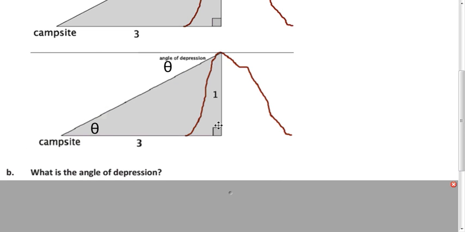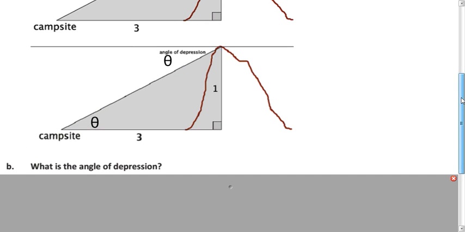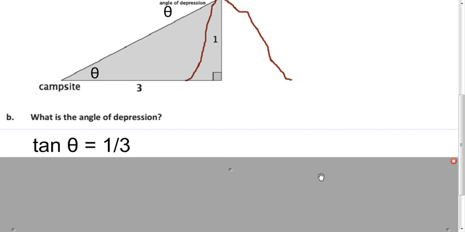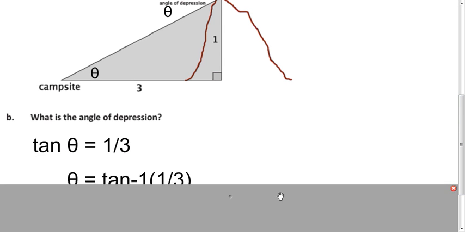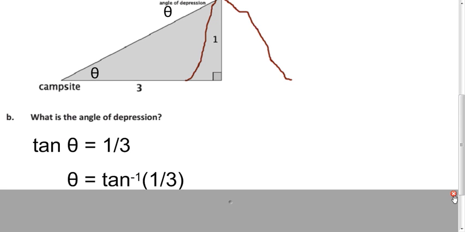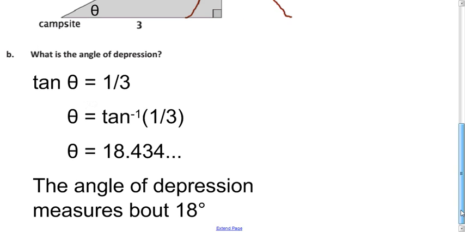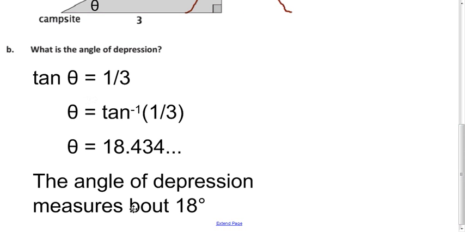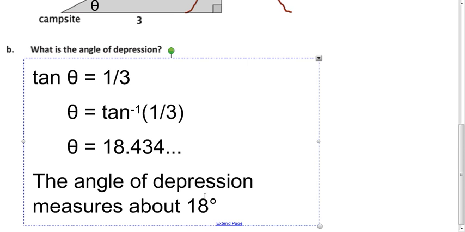So how do we figure out that angle? Well, we have opposite and adjacent, so we should use tangent. So tangent of theta is 1/3. Apply inverse tangent. It should be a superscript. And we get about 18 degrees. And I made another typo, sorry.